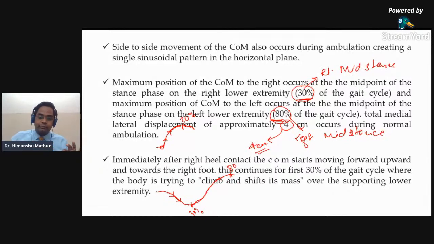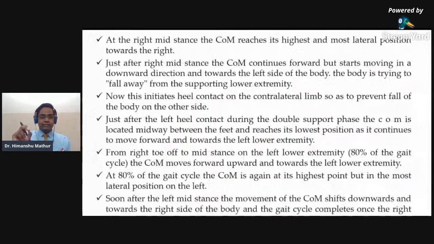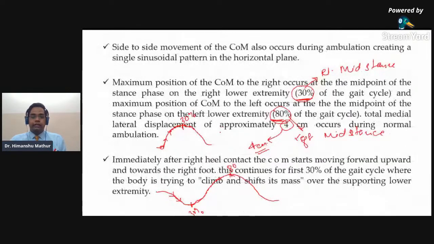Similar things happen. This is how it makes a sinusoidal graph like this, and a sinusoidal graph like this. Moving forward, at the right mid stance, the COM reaches its highest position and the most lateral position, also towards the right. I told you here, so in the sagittal plane also, at 30%, it is reaching the highest position.